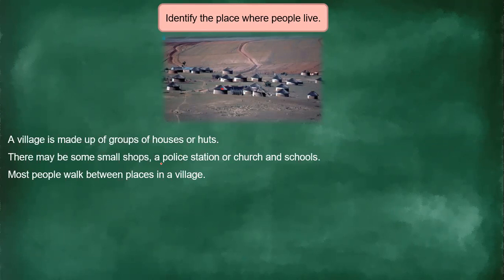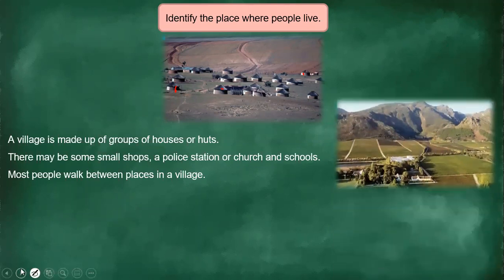We need a shop so we can buy food. We need a police station where we can report our cases, churches where we can worship, and then schools for us to go to school, obviously. So most people walk between places in the village. If you want to go from this point here, where my pointer is, to this house, obviously you are going to walk, okay? Most village people don't have cars. So there are not many cars in here. Most of the people walk, okay? They travel by walking.